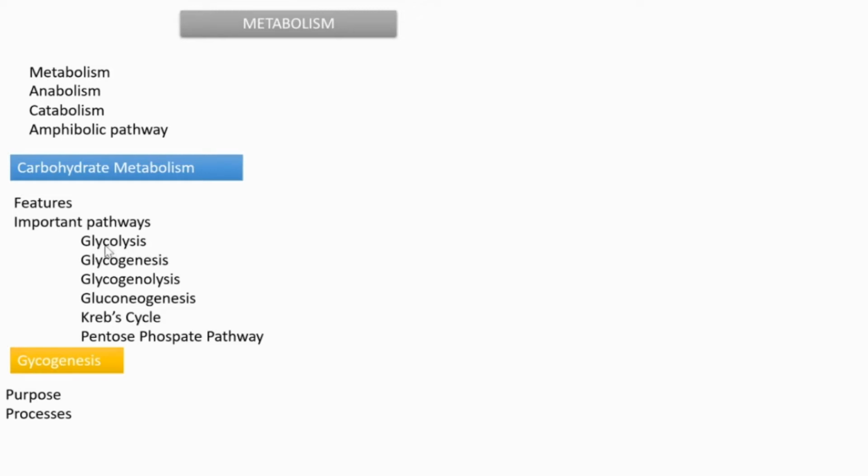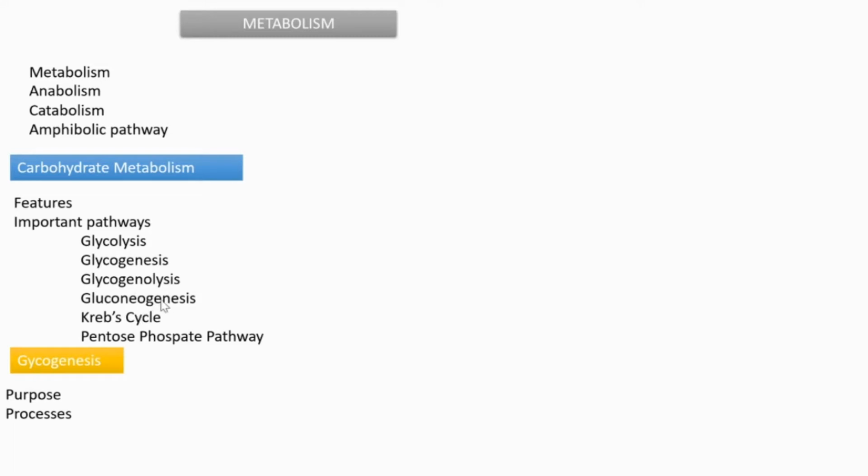So first you can listen to the names. Glycolysis means this is catabolic. The name itself denotes it's catabolic: glucose lysis. Then glycogenesis. Genesis means synthesis, meaning glycogen is being synthesized. So it is an anabolic process. Then the next one, glycogenolysis. Glycogenolysis is the breakdown of glycogen, which is again a catabolism.